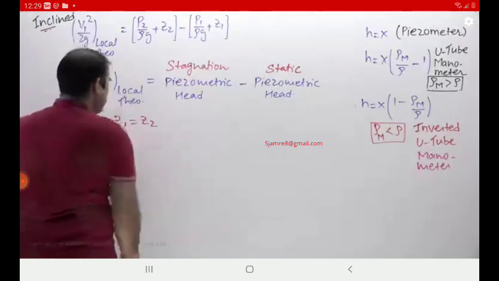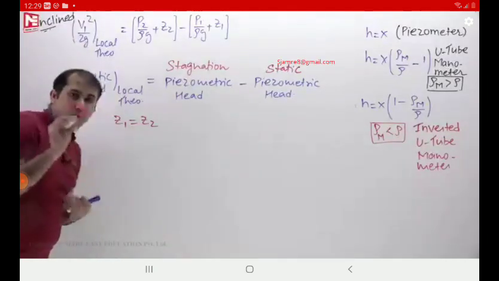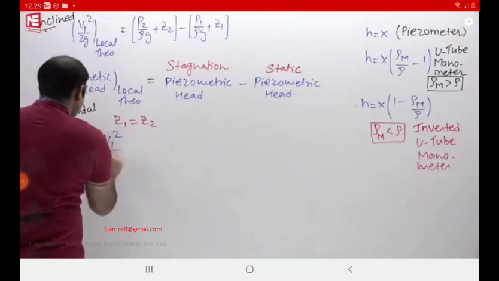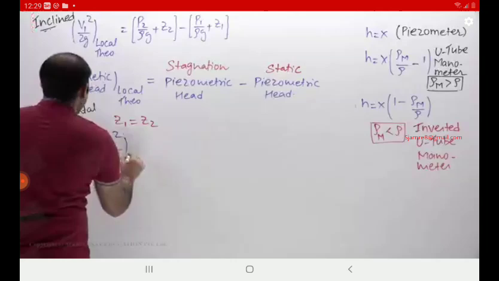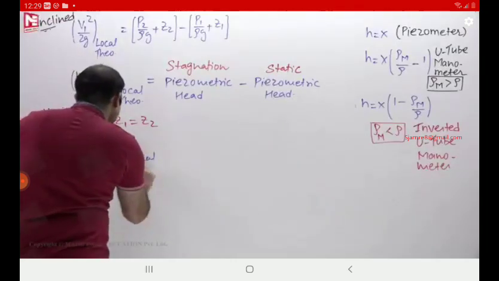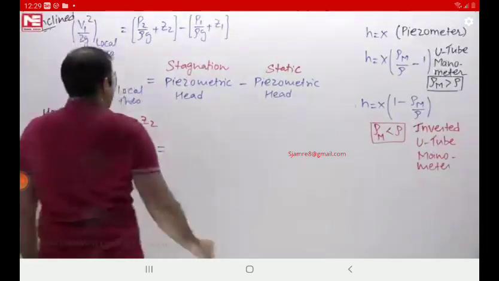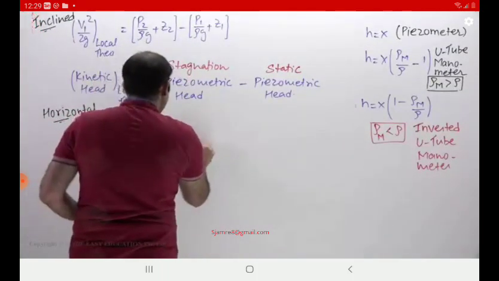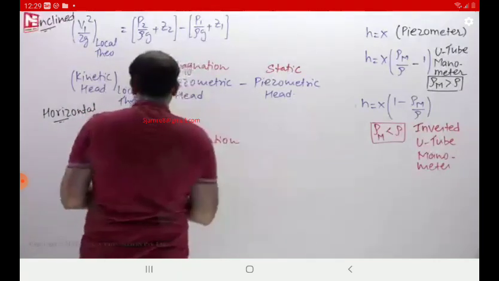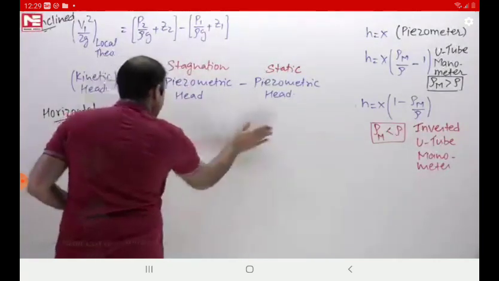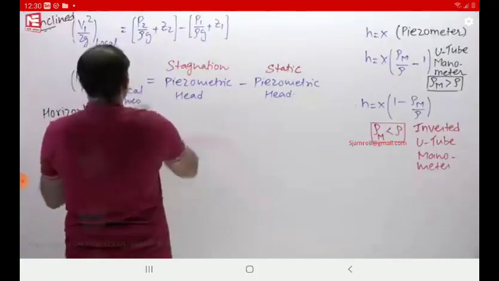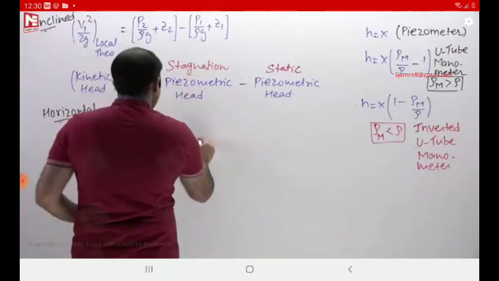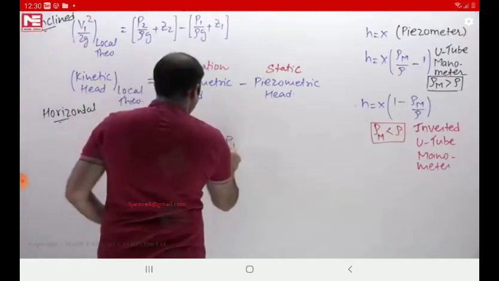Z1 is equal to Z2. So ultimately, it will be converted into P1 square by 2G, local theoretical. That is stagnation. And that is, it will be what? You get P2 by rho G minus P1 by rho G.